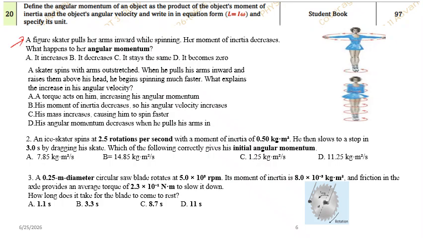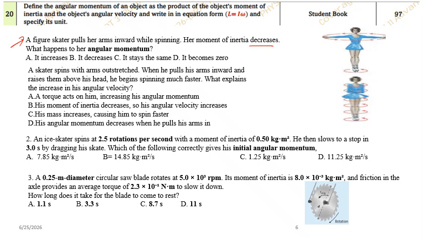According to the figure, a skater pulled her arm inward while spinning. Her moment of inertia decreases. We know the moment of inertia will decrease as it moves inside. What will happen to her angular momentum? Obviously, the relation is inverse, right? One decreases, another must increase. So over here, moment of inertia decreases, angular momentum must increase.